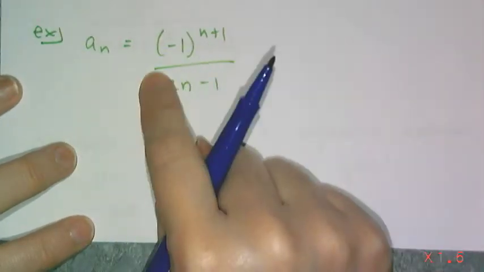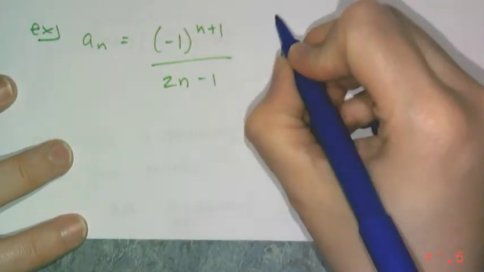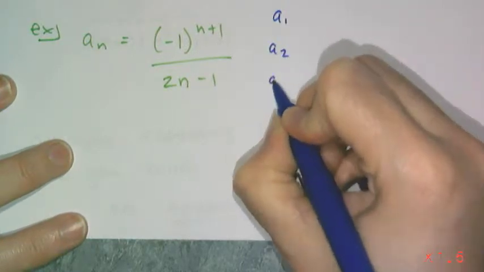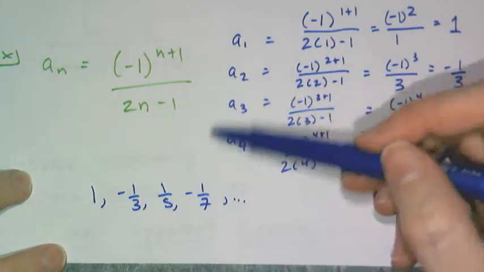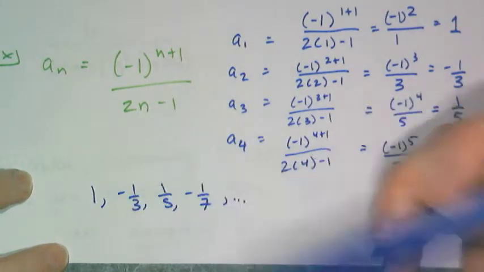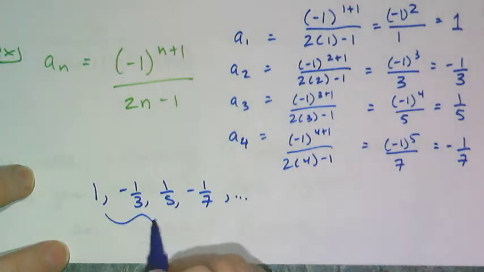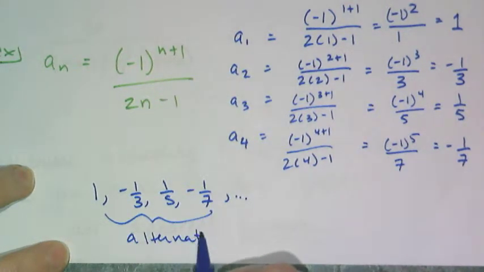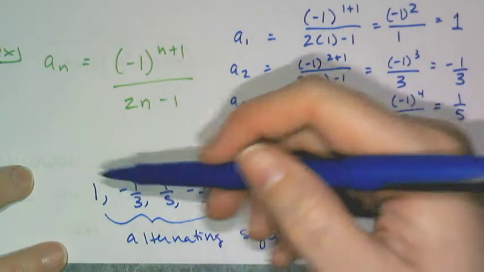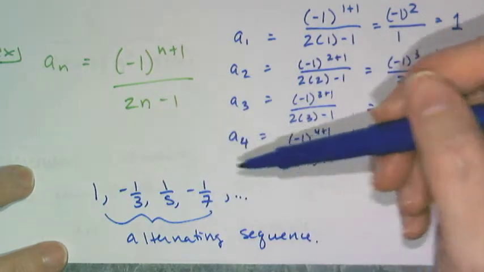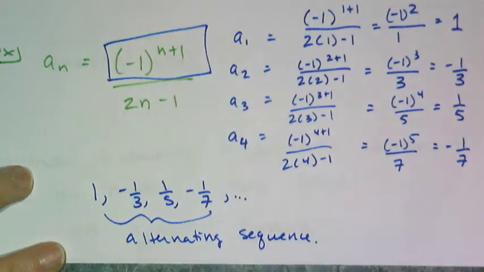A sub n equals negative 1 raised to the n plus 1 power all over 2n minus 1. And I want to see what's happening with this sequence, so I'm going to find a sub 1, a sub 2, a sub 3, and a sub 4. So what this rule generates is a sequence whose successive terms alternate from being positive to negative, and we call this an alternating sequence. And if you ever have a sequence that changes signs, like this one from positive to negative to positive to negative, that means someplace in the sequence is a factor with a negative 1 raised to some power.